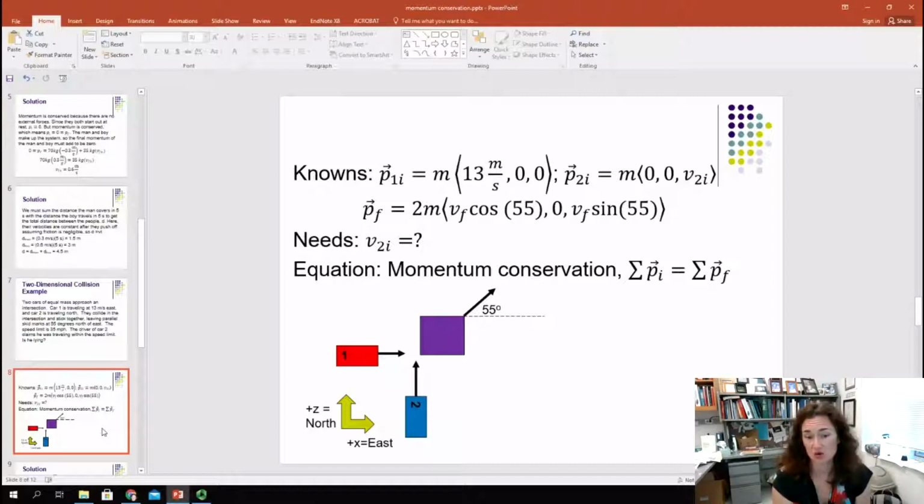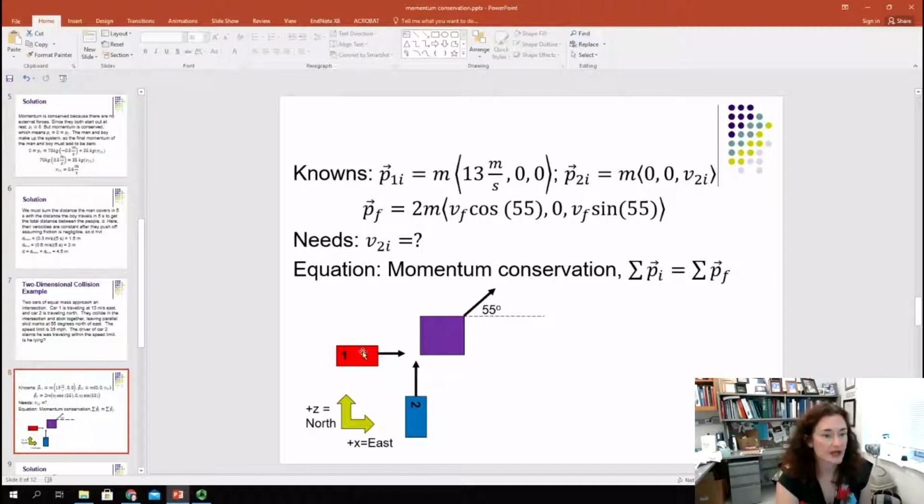So plus Z is north and plus X is east. Okay, so that's how I've defined it. So here I show car 1. Now remember, it was traveling at 13 meters per second east. So car 1 is shown here in red, traveling east, with the velocity vector pointing in the plus X direction. Then car 2 was traveling north. They didn't tell us what car 2's speed was, okay? But car 2 is traveling north. So I've drawn car 2 in blue traveling north.